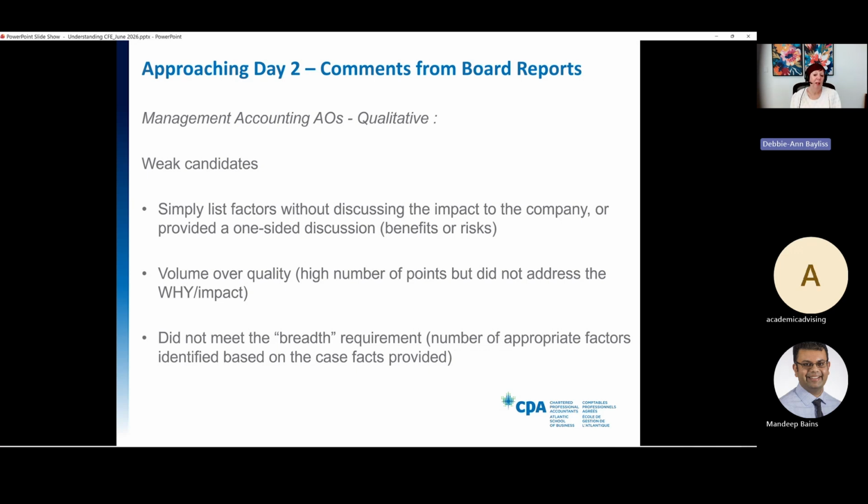They didn't meet the breadth requirements, and that's the number of appropriate factors based on the case facts provided. Many times, candidates spend a lot of time making up qualitative factors. They're looking for your ability to extract the relevant case facts that were given to you. There are requirements to identify those specific case facts.